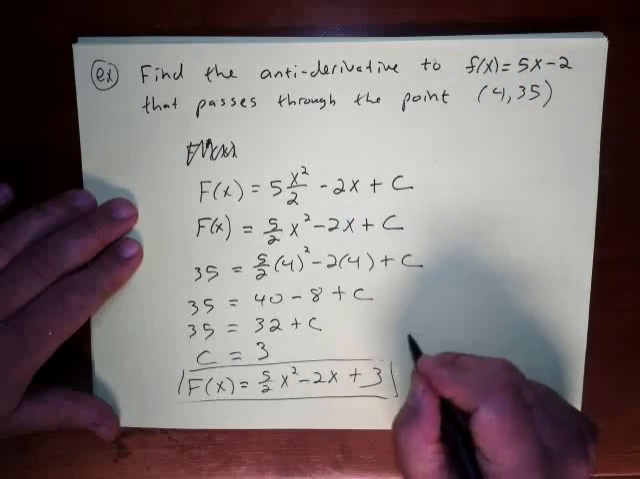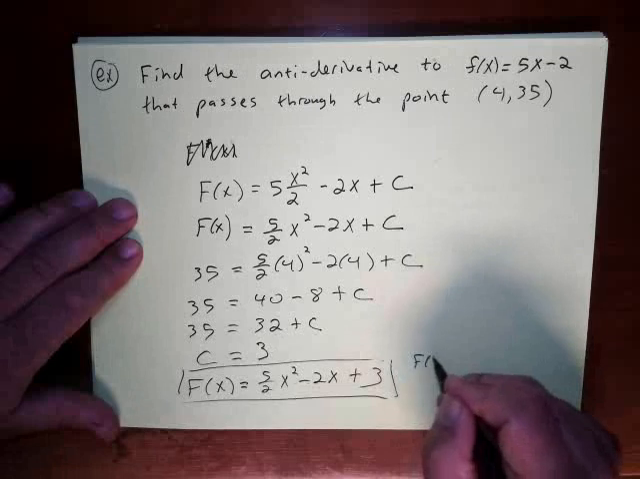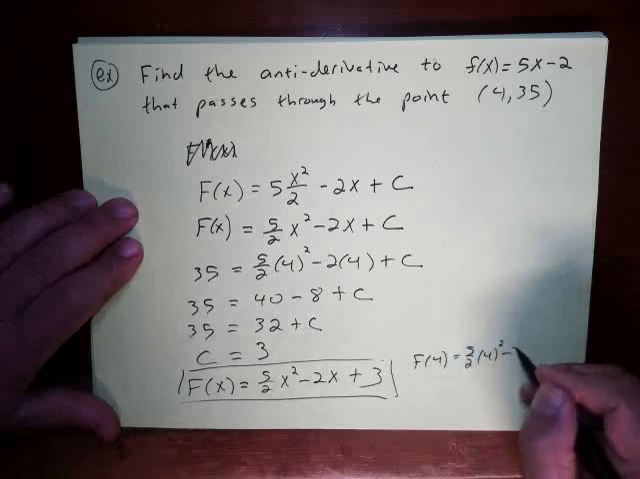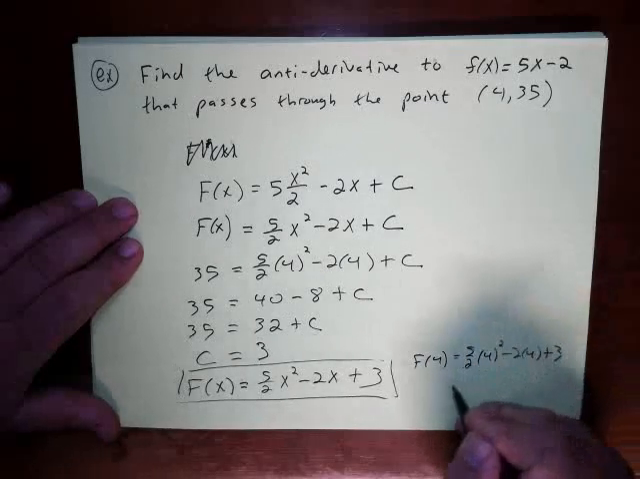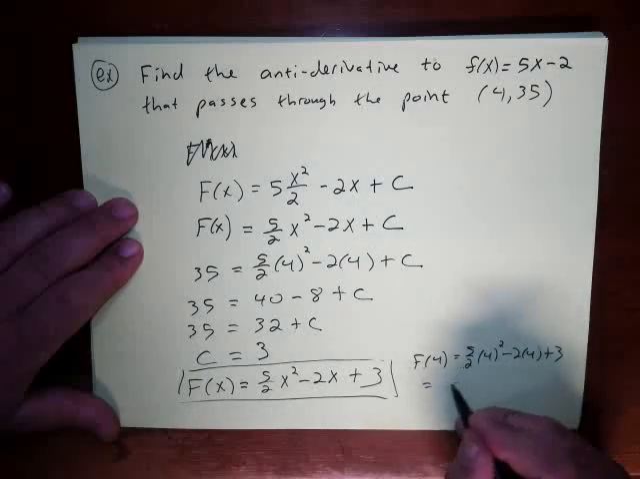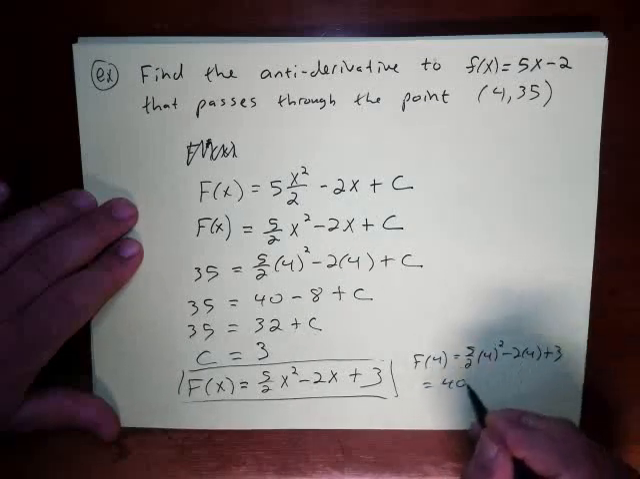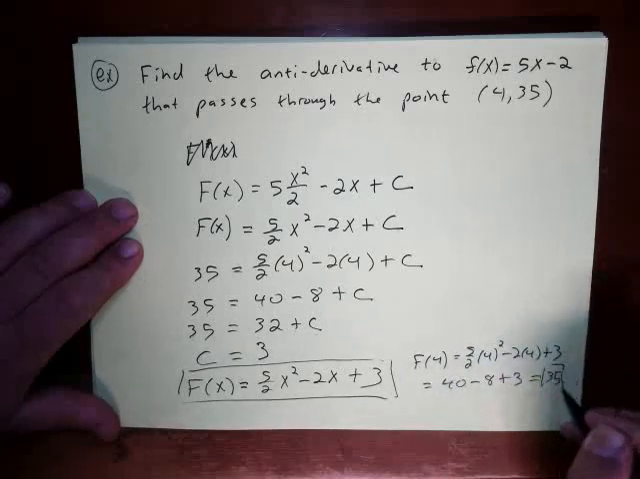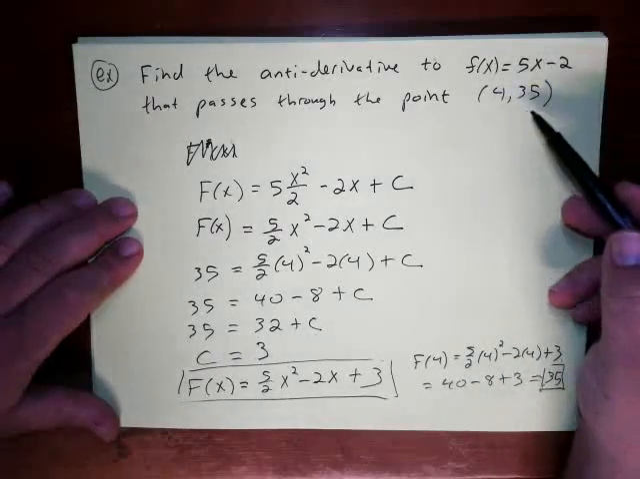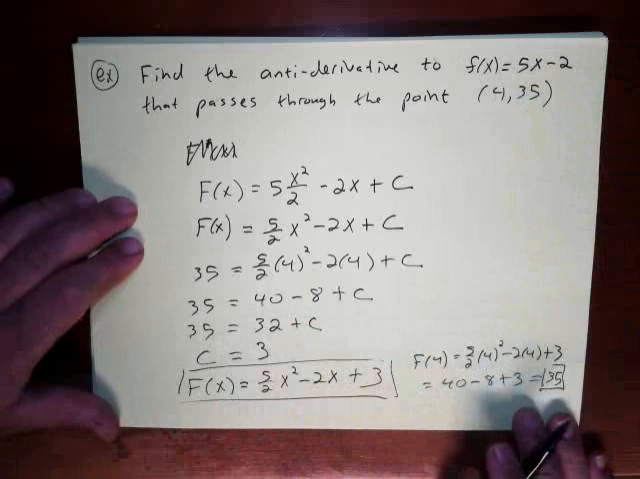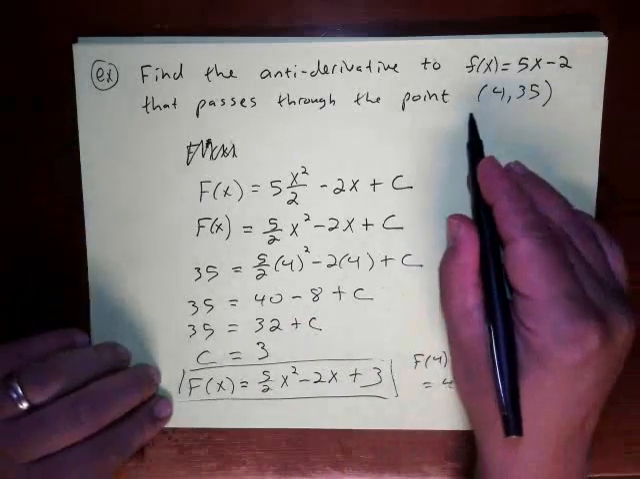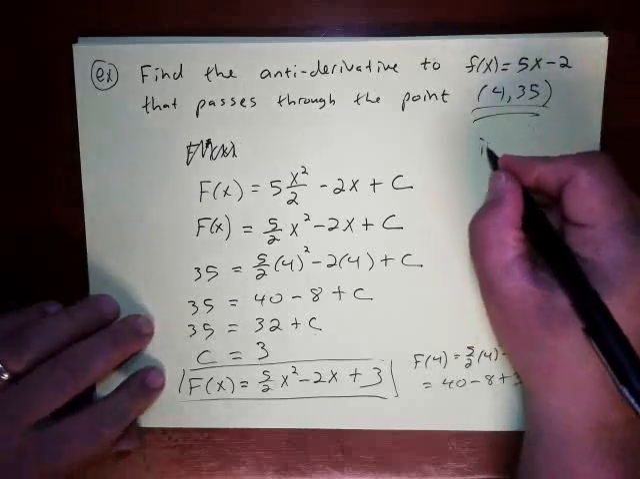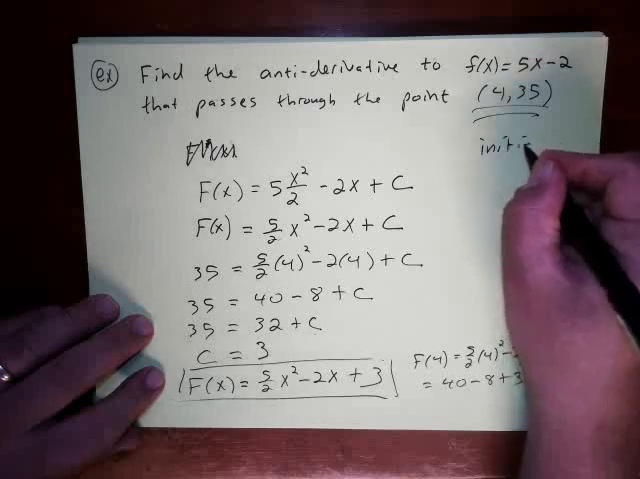And that would be the antiderivative to this function that passes through that point. And if I plug in 4 into here, I would get 5 halves times 4 squared minus 2 times 4 plus 3. And this would reduce down to 40, this would reduce down to 8, and then you'd have the plus 3, and that would equal 35. And so if you plug in 4, you get 35. So this is the specific antiderivative that satisfies this condition. So this is actually known as an initial condition.